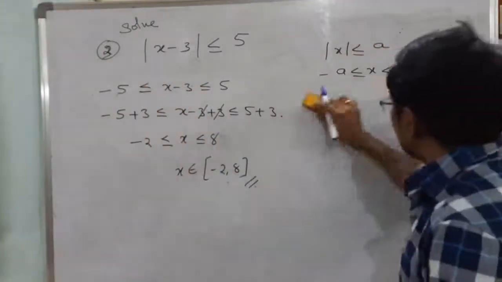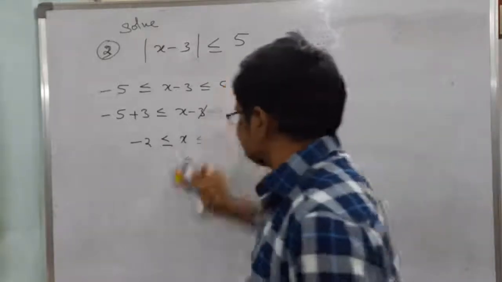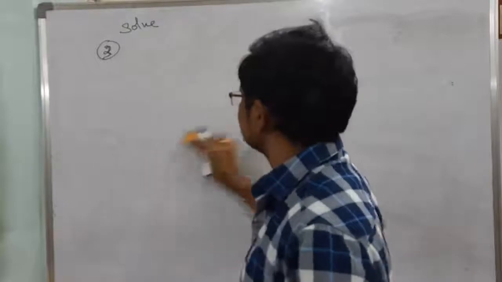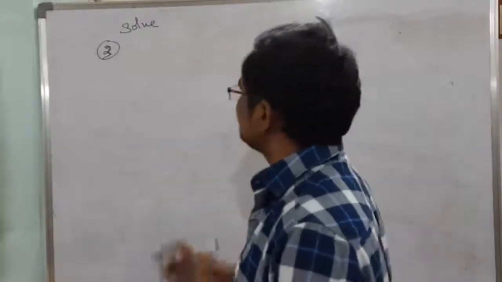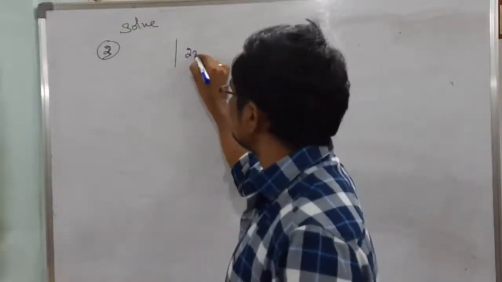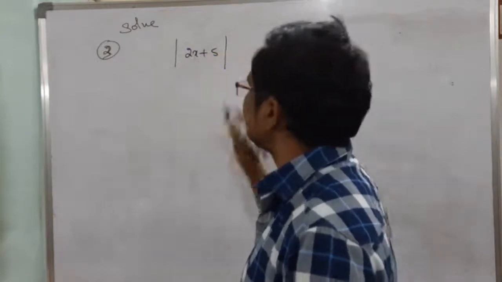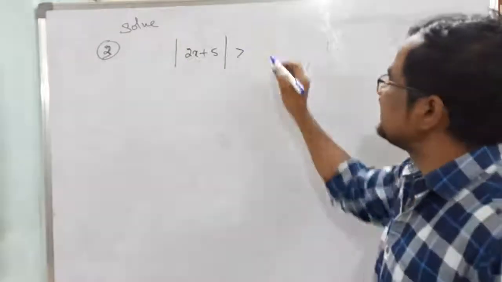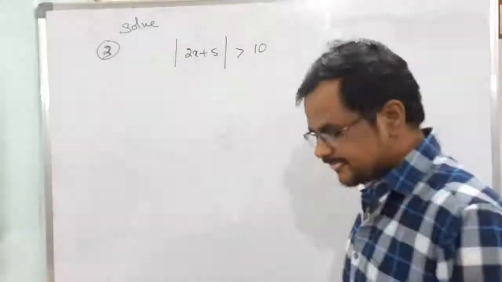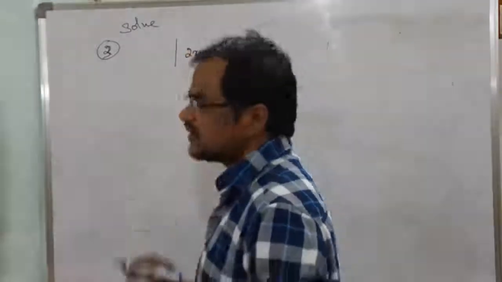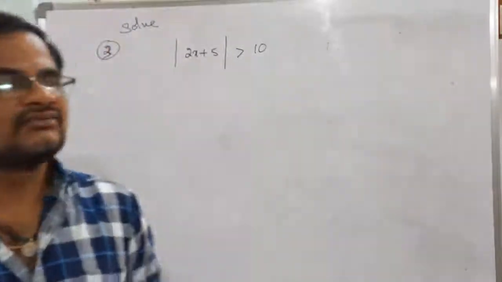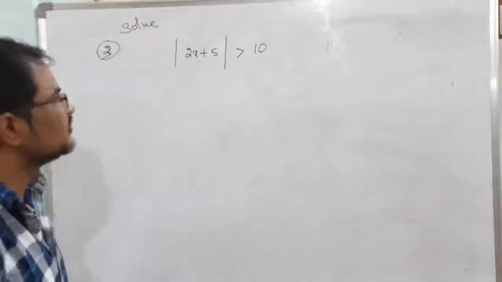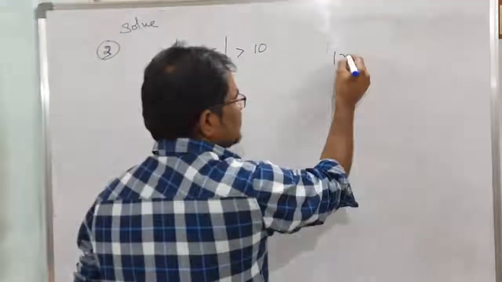Next, take the fourth one. Fourth one, suppose they have given modulus of 2x plus 5 greater than 10. Solve the inequality, modulus of 2x plus 5 greater than 10. What do we have to do? By which result do we have to solve this inequality?